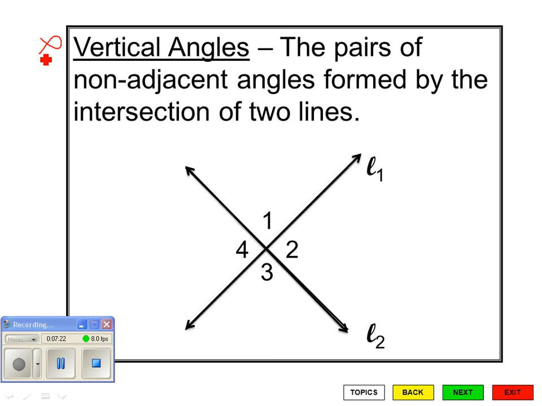As you write this down, you might want to put about 1,000 asterisks around it. Just like with the word congruent, when we talked about that, it's very, very, very important that you can pick out vertical angles. If you can't pick out vertical angles in this classroom within the next couple of weeks, you're probably not going to do very well.